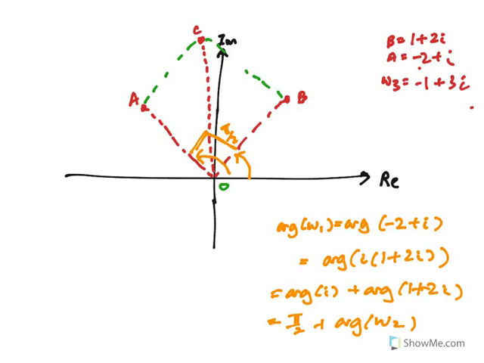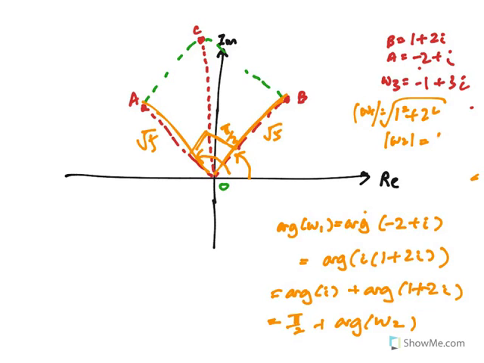Alright? And you also know that if you want to find the modulus of OB, this is just the square root of 5. Why? Because you take 1 squared plus 2 squared, right? And the modulus of W1 is the same, it's also equal to square root 5. And with that, since the angle between OA and OB is 90 degrees, and both sides are equal, both equal to square root 5, you can conclude that OBCA is a square, right?